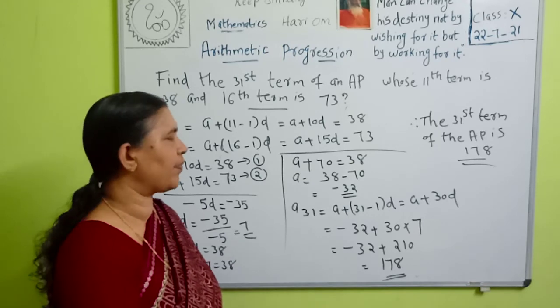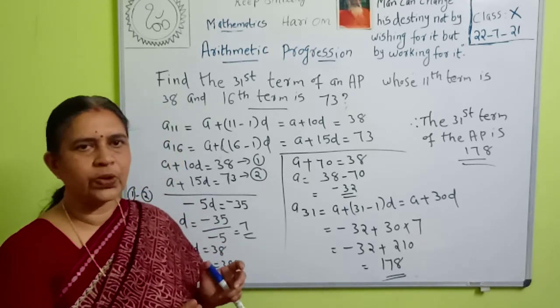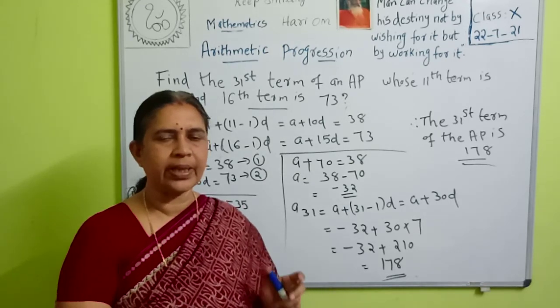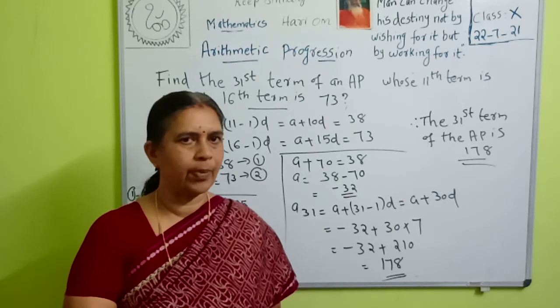So you remember it. To find the nth term of an AP, we use the formula An is equal to A plus N minus 1 into D. You remember it. Okay.